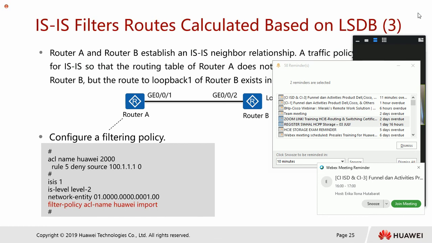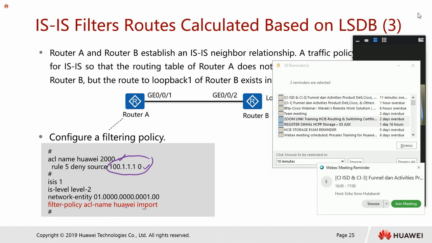So what I'm going to do here is, first, I define the ACL. Rule number 5, deny source 100.1.1.1 0. That's what I filtered. Then under ISIS 1, I say filter-policy acl-name Huawei import. Whichever route I receive, I'm going to look into the ACL. Oh, this address 100.1.1.1, I do not calculate. I will not calculate on this destination. Then I will just proceed.